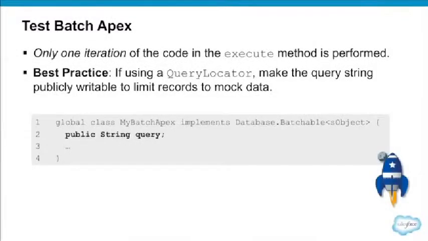Key thing here, when you are testing batch Apex, first of all, only one iteration of the execute will ever be done, okay? So when it's executing batch Apex in the context of a test, even if you had 1 million records, it's only going to call that execute method once, okay? So we want to prevent someone from accidentally kicking off a super long test, okay?